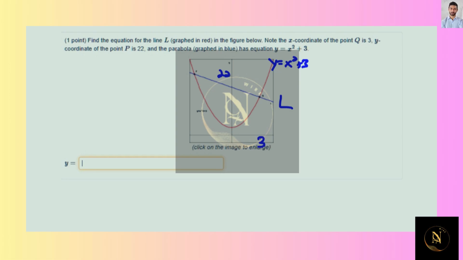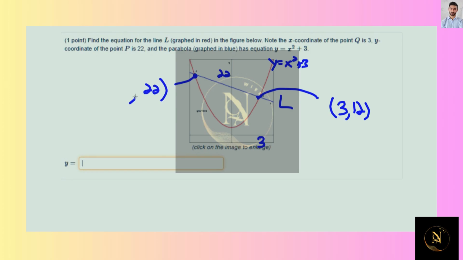Well, a couple things we can do here. If the x-coordinate is 3, then it's the same as on the parabola, so we can find the y-coordinate by plugging 3 in for x. 3 squared is 9 plus 3 is 12. That's the point (3, 12). And we know this output is 22, so that's the y.